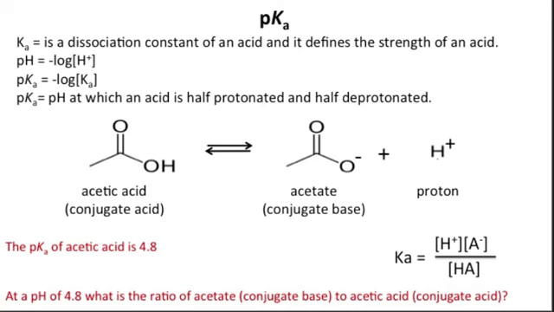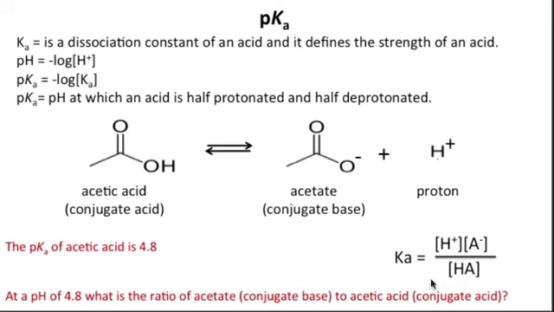By using this same logarithmic function on both pH and pKa, it can somewhat simplify our working with them mathematically. Now, it also happens that the pKa of an acid is the same as the pH at which an acid is half protonated and half deprotonated. So in other words, if we took acetic acid, which has a pKa of 4.8, and put it in a solution that's buffered at a pH of 4.8, what will be the ratio of conjugate base to conjugate acid?